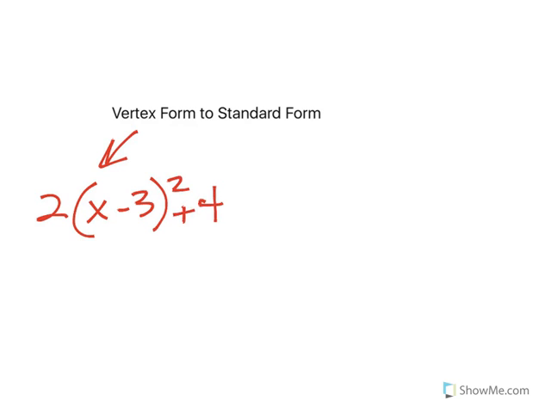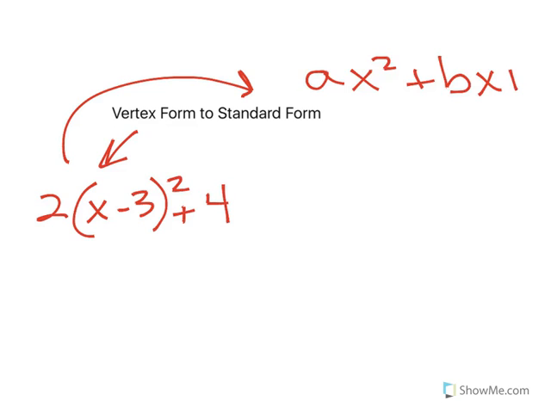You need to know how to convert from vertex form. So if I gave you something like 2 times (x minus 3) squared plus 4, and I said, hey, can you convert that to standard form? That means I would want you to write it out like ax squared plus bx plus c. So you would have to take this equation, and to make it look like the top equation, you would have to use that FOIL method. You would basically have to FOIL this part.